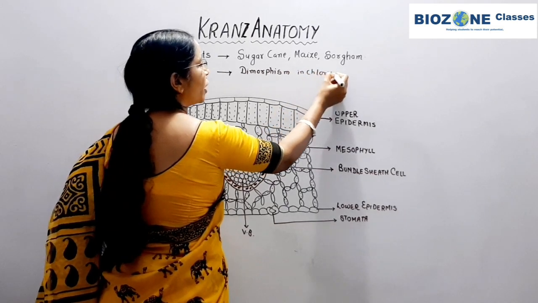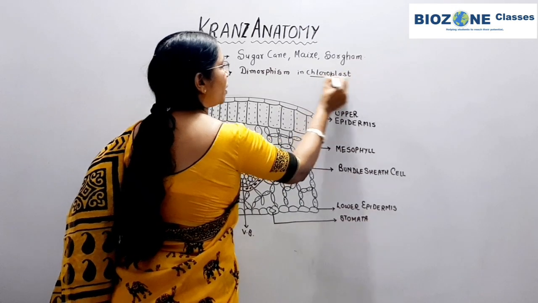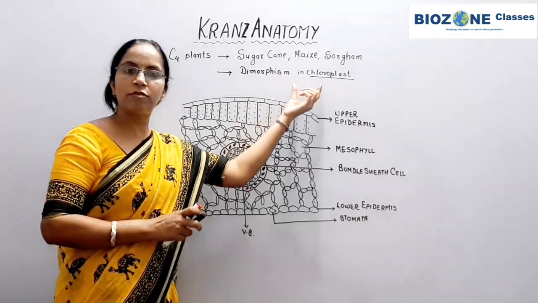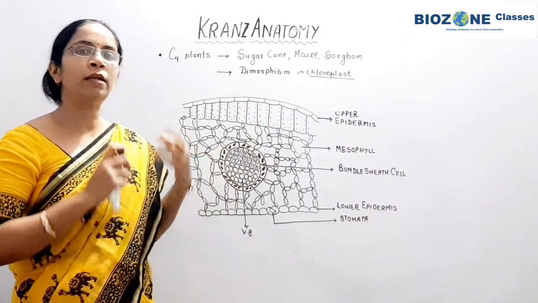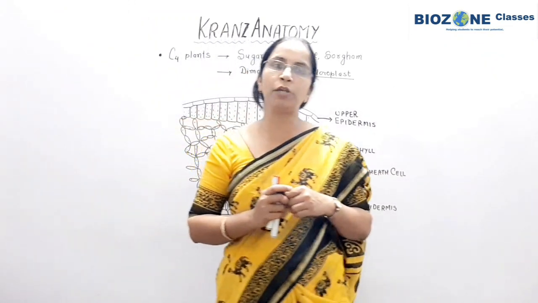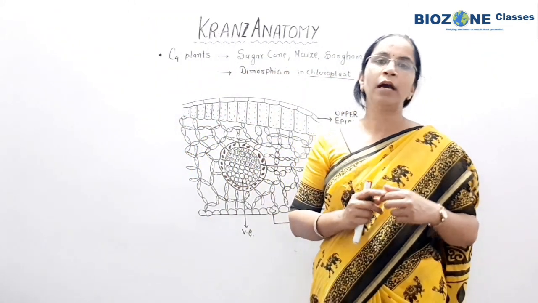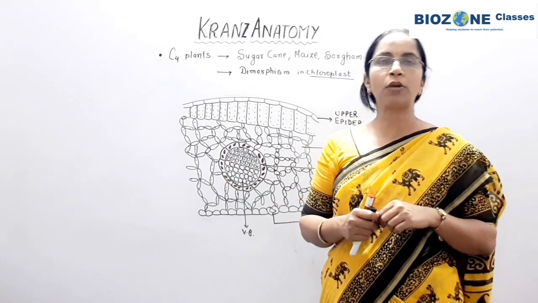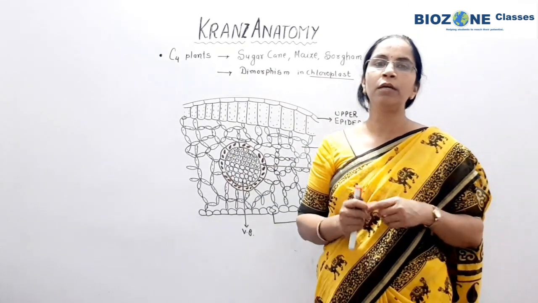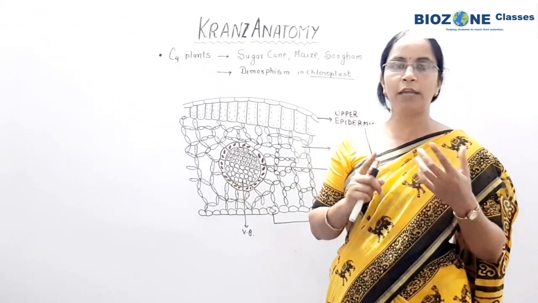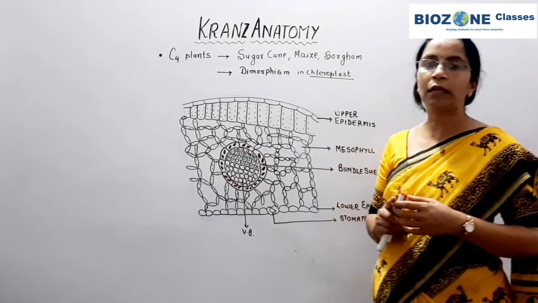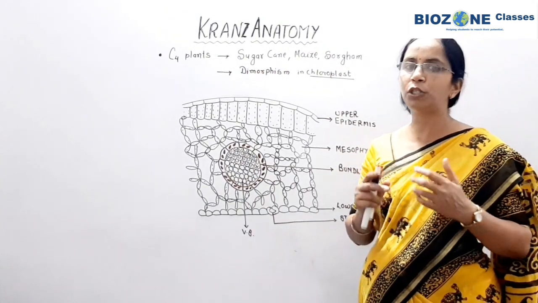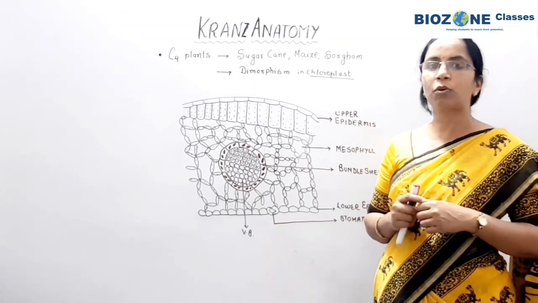Now what does it state? Dimorphism in chloroplast means that two types of chloroplast appear in leaves. Normally when we view the section of a leaf, you have already seen the plant anatomy videos, and new students can go through the plant anatomy session. In plant anatomy we study monocot and dicot leaf anatomy. At that time you studied that leaves show chloroplast in palisade parenchyma as well as in spongy parenchyma, commonly called mesophyll.